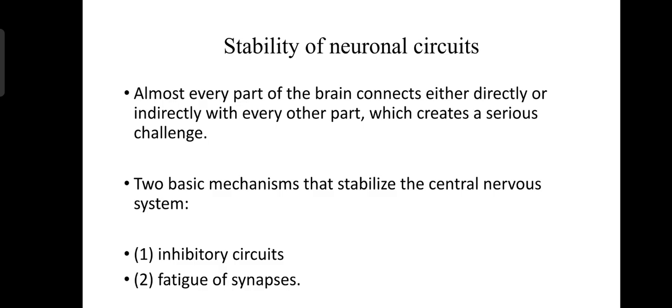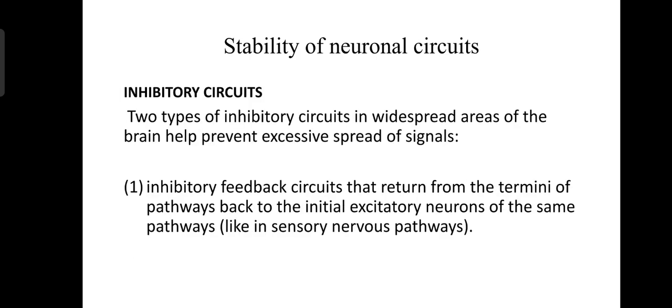Neuronal circuits are important to maintain function, but you also want to stabilize the central nervous system. Because there is interaction between different types of neuronal circuits, different integration of these circuits, you have to have some mechanisms to stabilize the central nervous system. Among these mechanisms are the inhibitory circuits or the fatigue of the synapses. Inhibitory circuits are important to prevent excessive spread of signals in the central nervous system, so they provide inhibitory feedback circuits, especially in the sensory pathways.